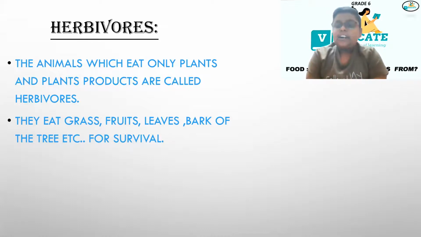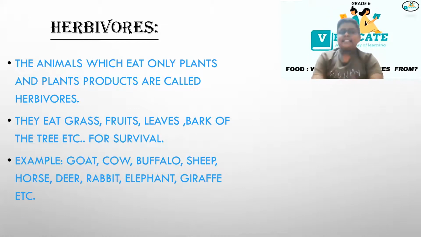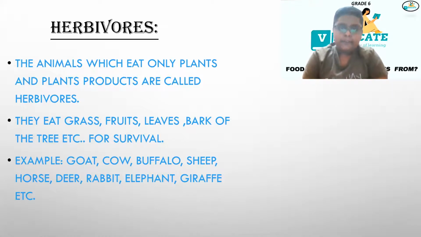They will not eat meat. Let's see examples: goat, cow, buffalo, sheep, horse, deer, rabbit, elephant, giraffe. So the horse belongs to the herbivorous group. Some animals are herbivores.